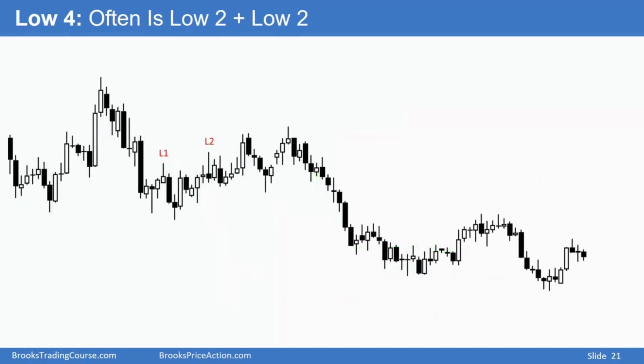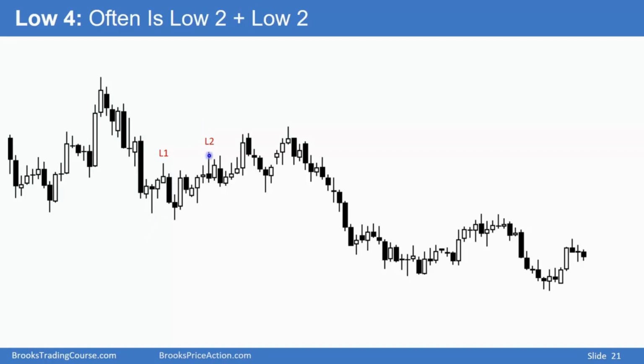If you want, you can call it a low 4. Does not matter. The same is true in a bear trend. You got a reversal, maybe a trading range. It is a trading range, but a lot of traders will be looking to sell.